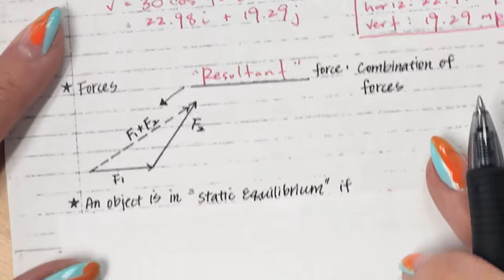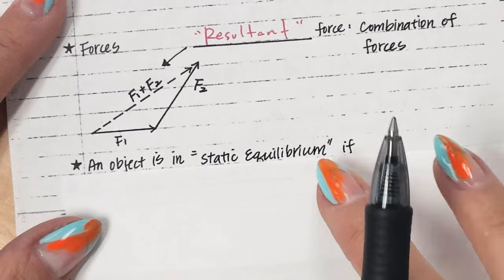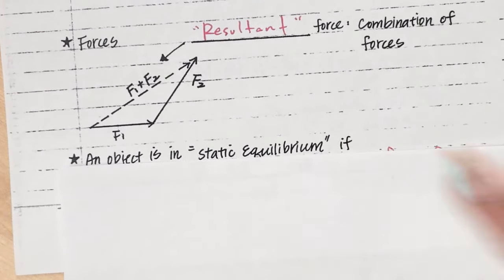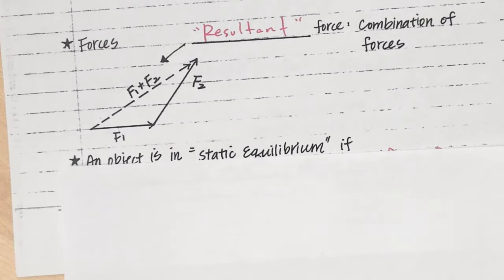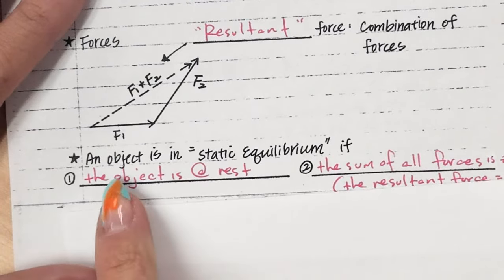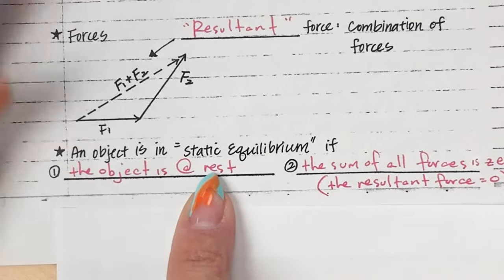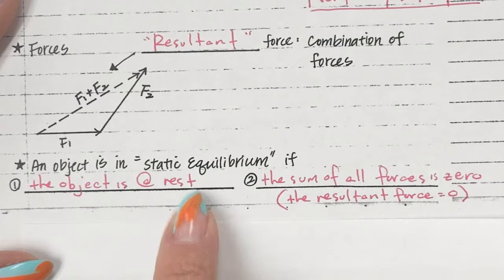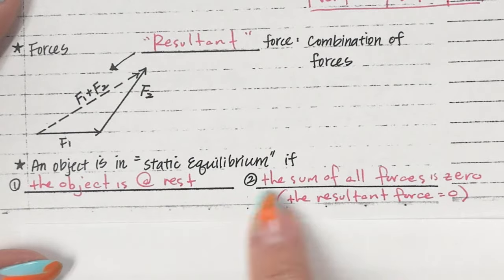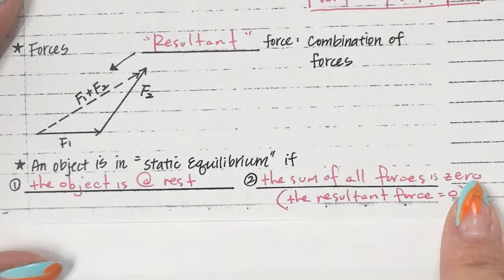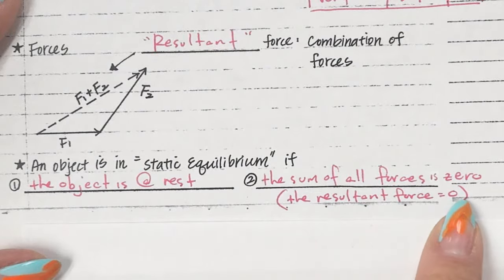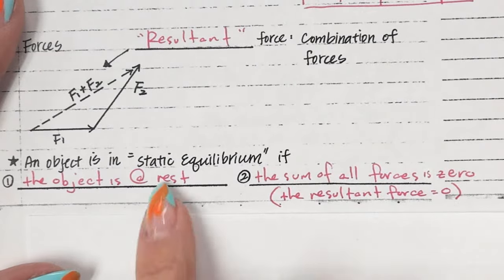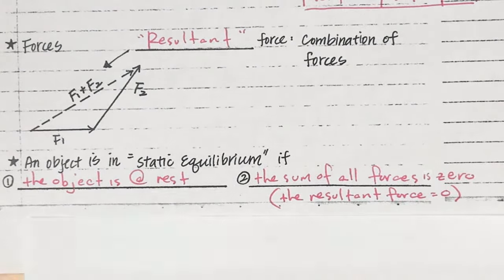Okay. An object is in static equilibrium. So what's equilibrium mean? Like, think about it in terms of science. Everything's equal. Everything's just like chill, right? If the object is at rest, so that should make sense. If the object is not moving, we're at static equilibrium. And the sum of all forces is 0. That means the resultant force is 0. So that means we're like chill, right? We're not getting pushed anywhere. So both of these would be true.